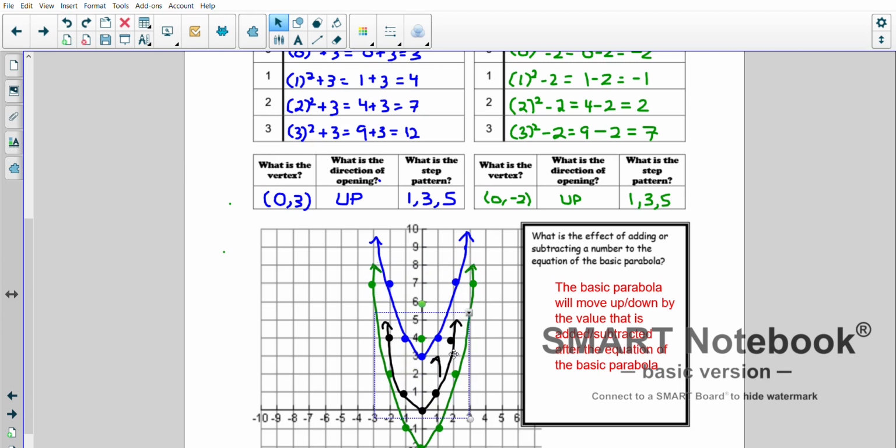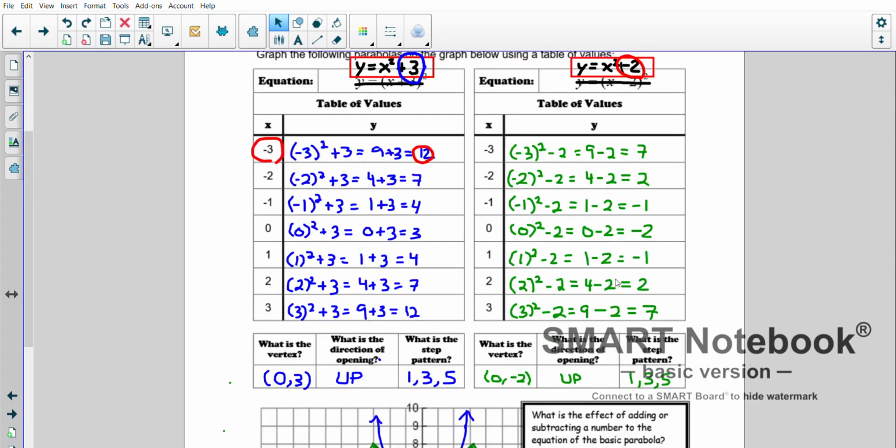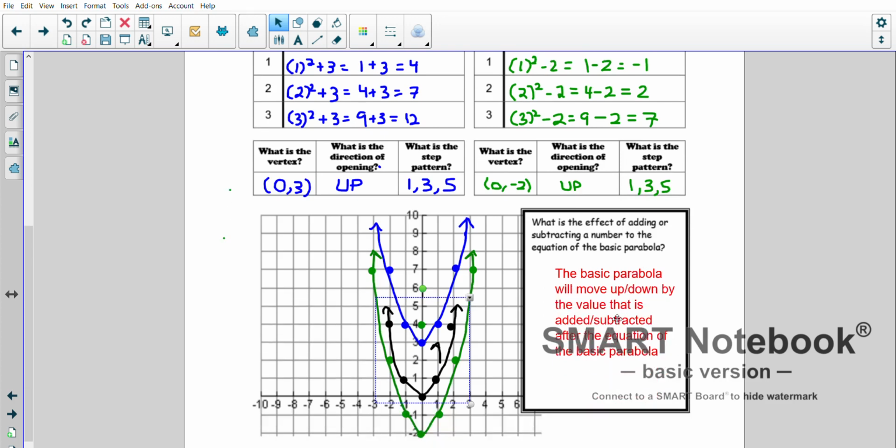For the next one, when you see the x squared minus 2, you just take this parabola, which you will know how to graph, and you move it down 1, 2, and you get the new parabola. So that's the end goal. That's what we're trying to get at. But in order to do that, you need to memorize these 5 key points of the original parabola and then know what effects adding or subtracting a number will do. So over here it just summarizes that the basic parabola will move up or down by the value that is either added or subtracted after the equation of the basic parabola.